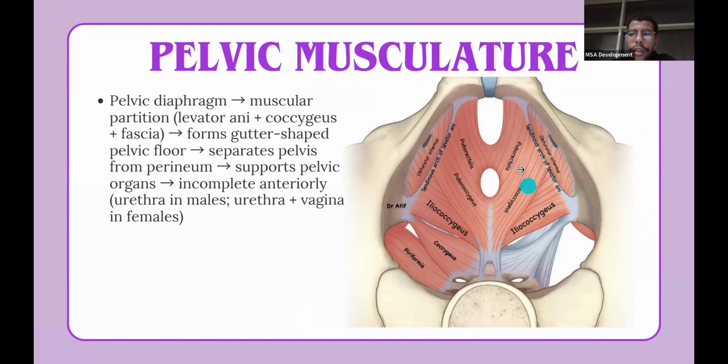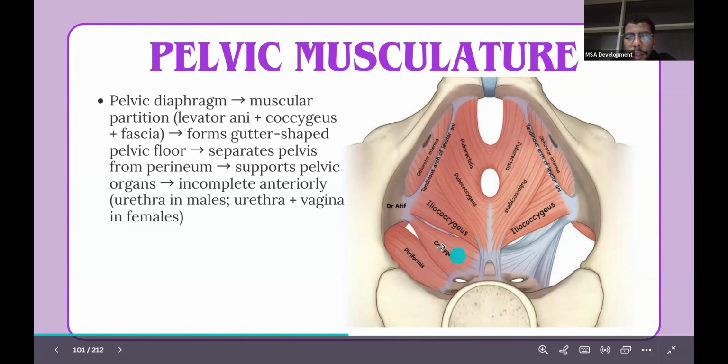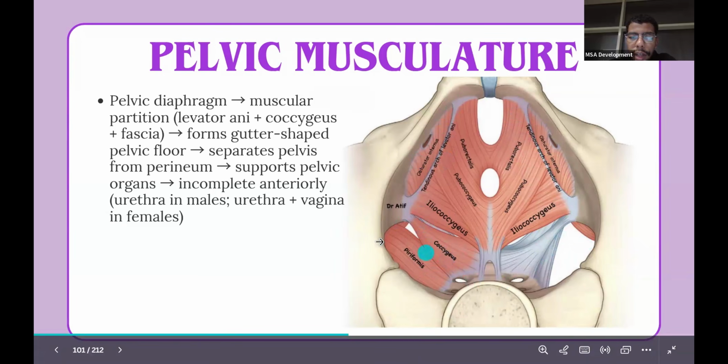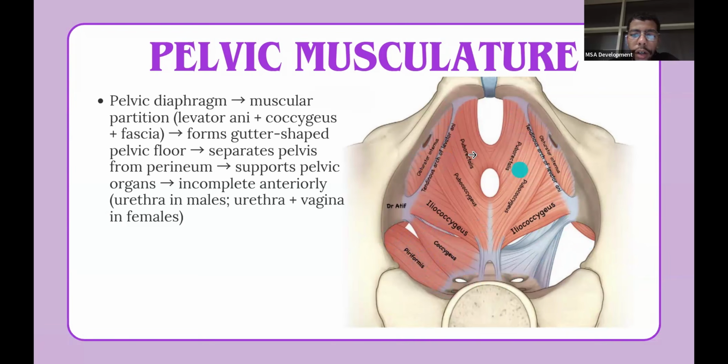Now all of them together are the levator ani. All of them attach on the obturator internus and form something called the tendinous arch of levator ani, which is basically a tendon. And then here at the back, we have the coccygeus. It's removed on this side. Here we have the coccygeus, and behind it we have the piriformis. Piriformis goes through the greater sciatic foramen.